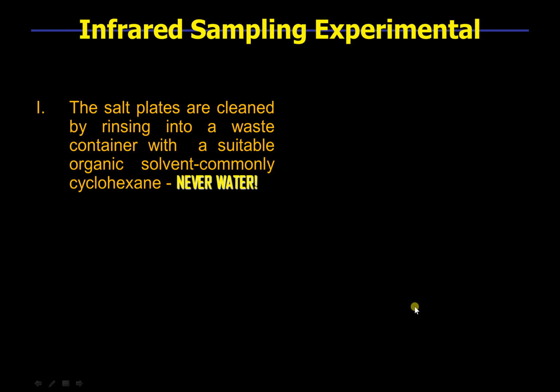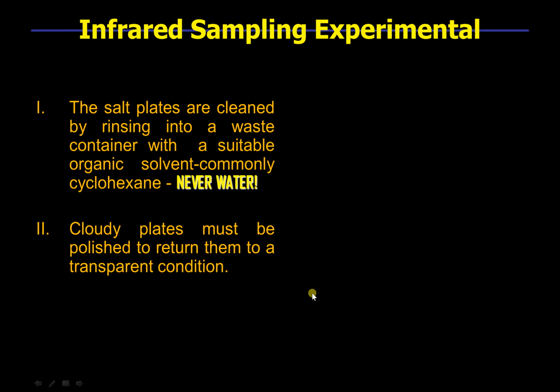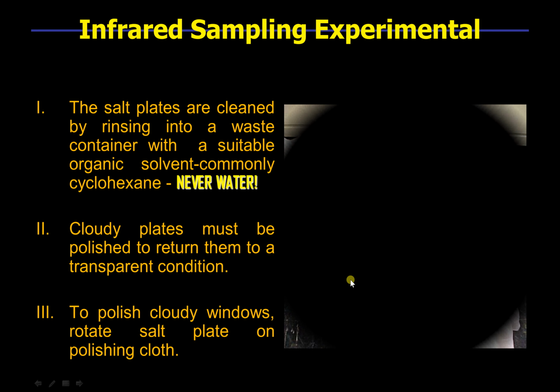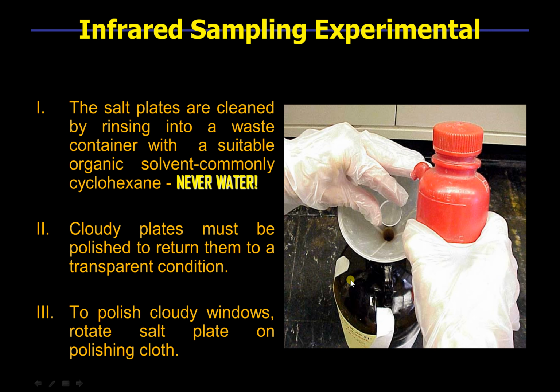The salt plates are cleaned by rinsing into a waste container with a suitable organic solvent, commonly cyclohexane. Never use water. Cloudy plates must be polished to return them to a transparent condition. To polish cloudy windows, rotate the salt plate on a specially supplied polishing cloth, which is very soft. Okay, fine. They should be washed with cyclohexane and then they should be polished.